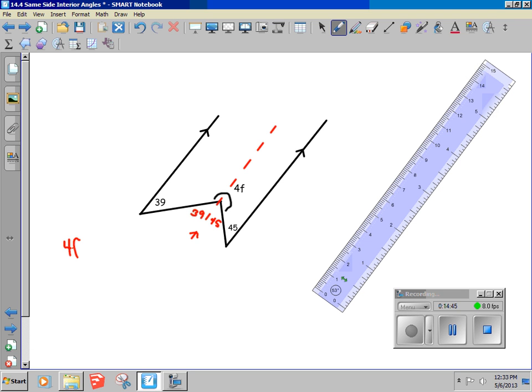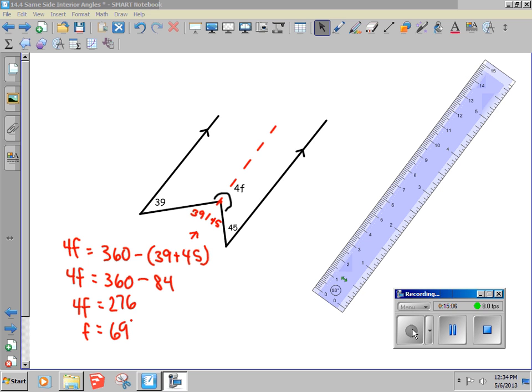Good. So your equation is 4F equals 360 minus the sum of 39 and 45. Because right here at this point, all the way around that point on a line is 360 degrees. Go ahead and solve this one and check with your neighbor. Okay, so if you solve this problem correctly, you get 69 degrees, like you guys did.